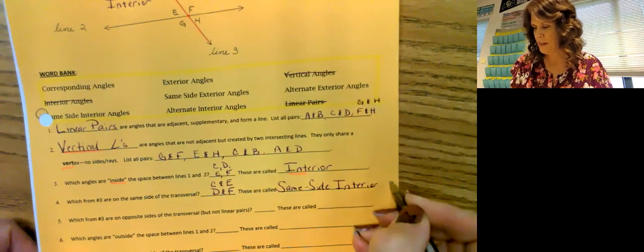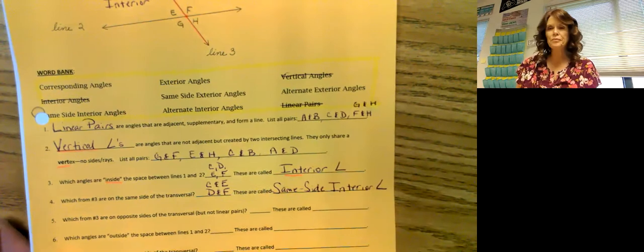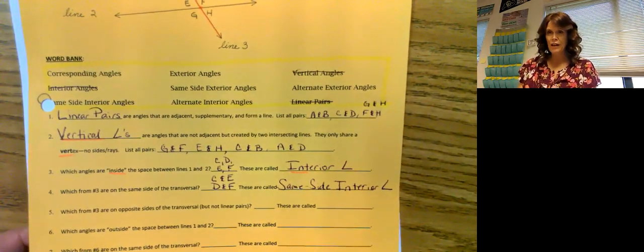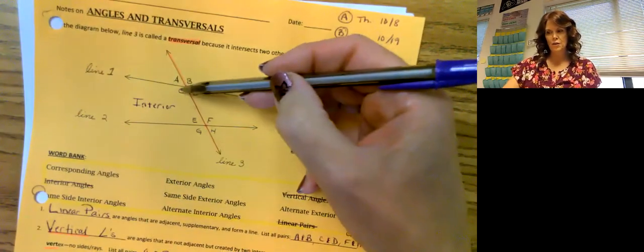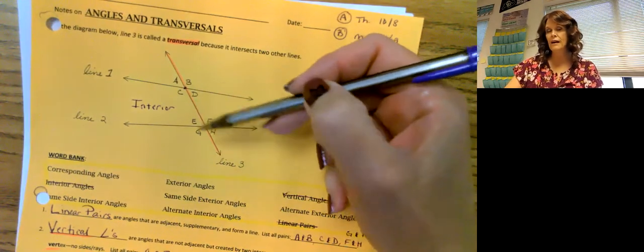And I'm going to use the angle abbreviation right here. Same side interior is sometimes called consecutive, and that also just means one right after the other. So one right after the other, consecutive, same side, right?